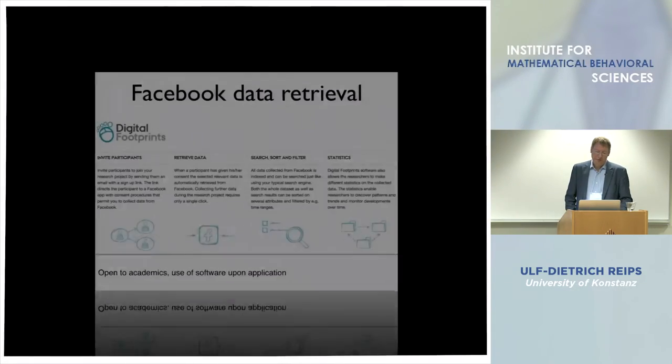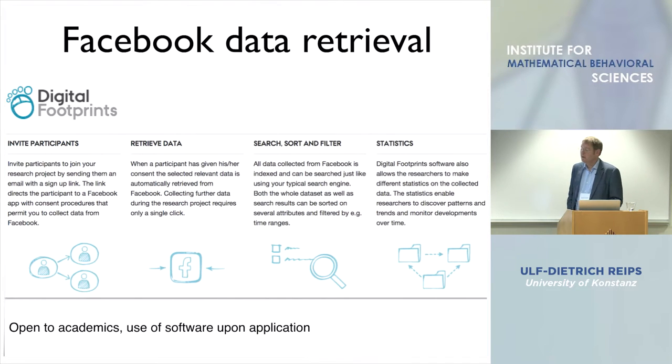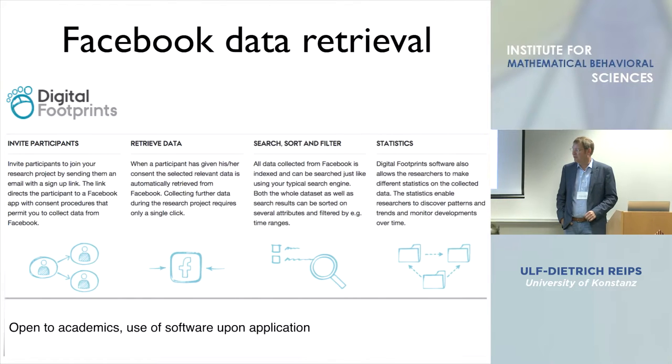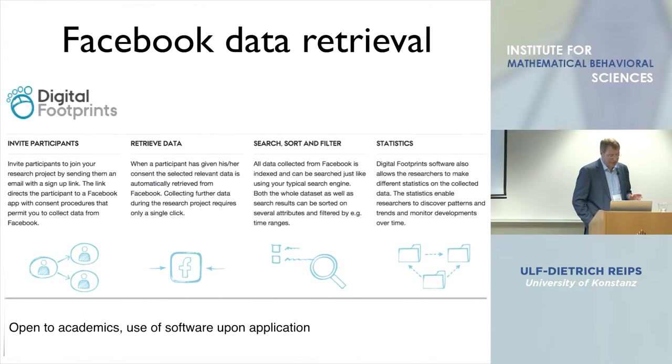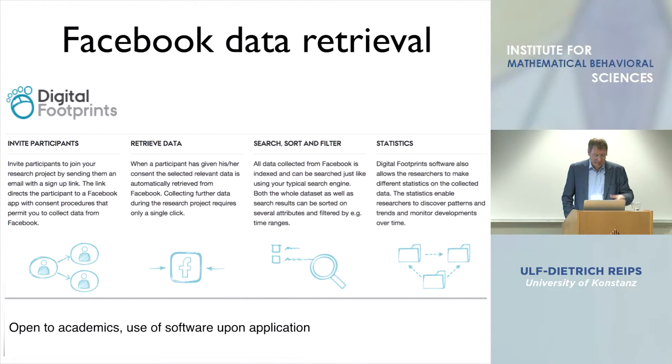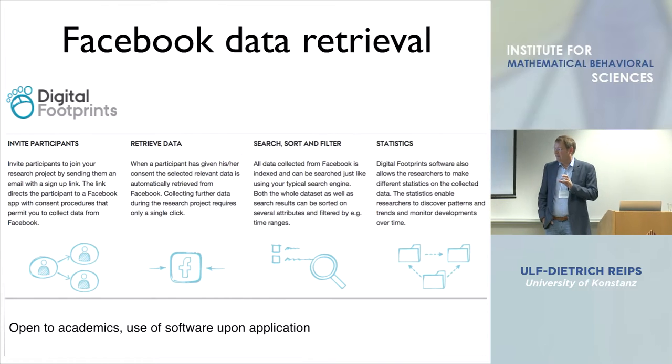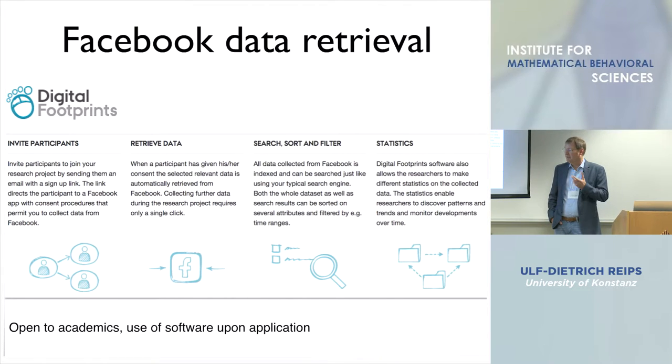But then, of course, you could also do large-scale research, and there are the first groups who do that. So, for example, there is one group that asks people, do you want to take part in our research, and then gets access, if they agree, to their Facebook data. They get access to the profile and they automatically download it.